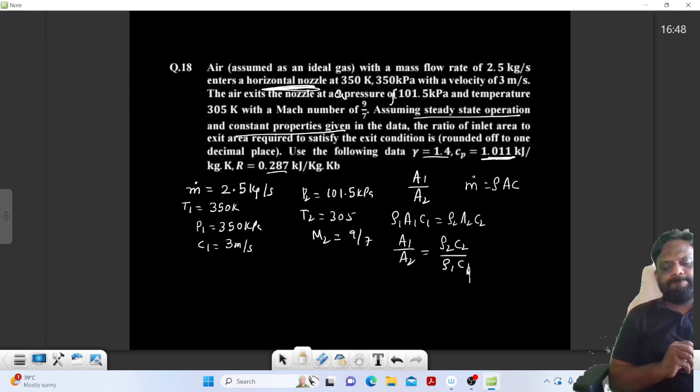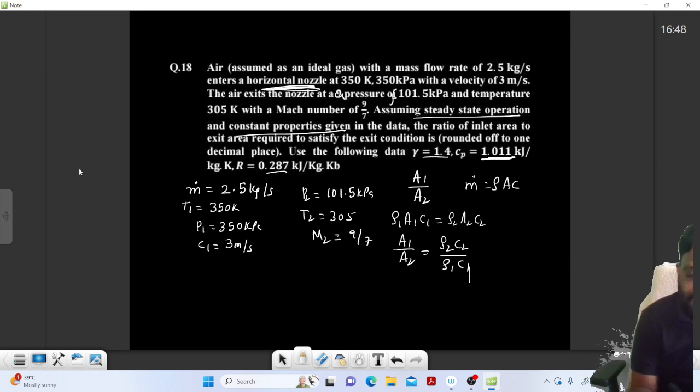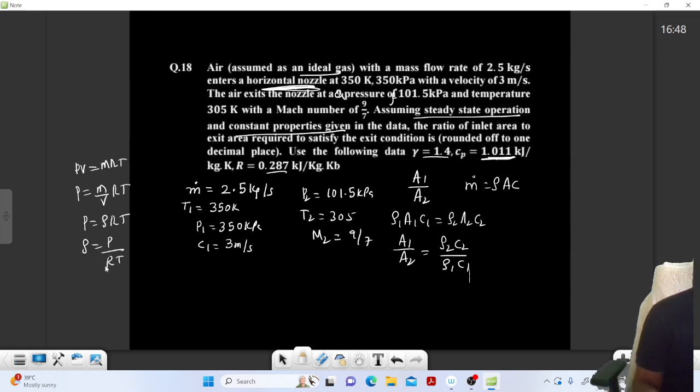Now, can I calculate the density here? It is an ideal gas. Air is assumed as an ideal gas. PV is mRT, so P is equal to m by V RT, or P is equal to rho RT. So rho will be equal to P by RT. One more thing: whenever R is in kilojoule per kg Kelvin, P should be in kilopascal. So rho 1 is equal to P1 by RT1.